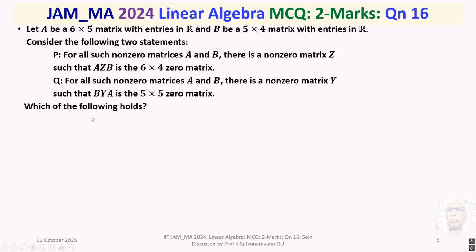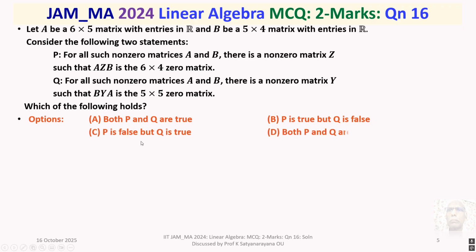Which of the following holds? We are given 4 options. Option A, both P and Q are true. Option B, P is true but Q is false. Option C, P is false but Q is true. Option D, both P and Q are false.